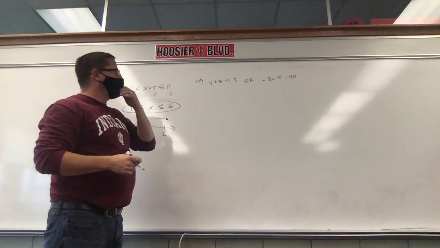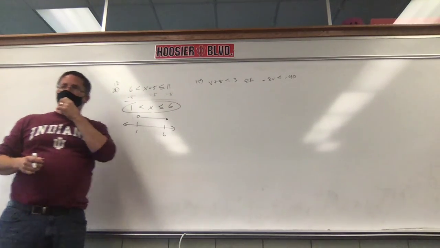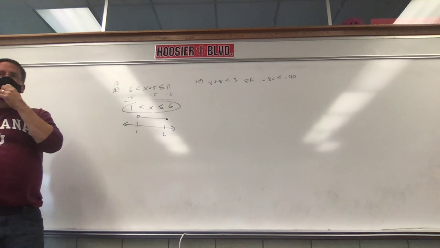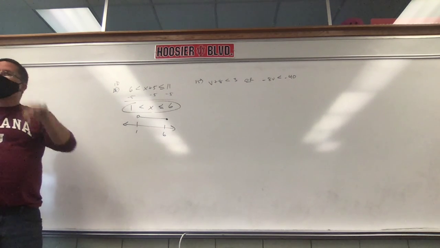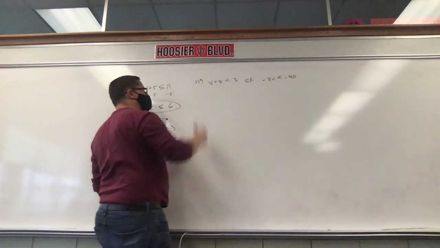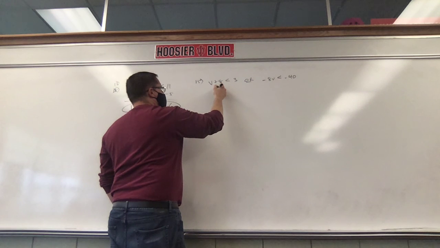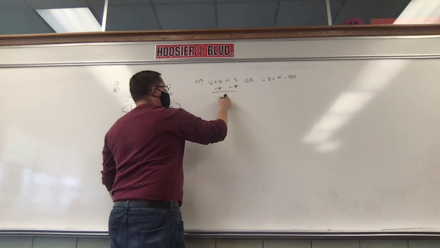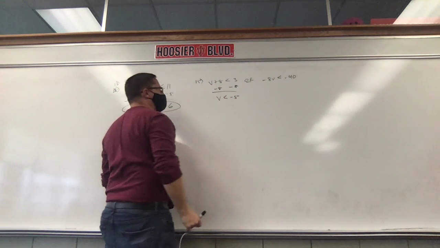On this one, we're not going to shade in between them. Or statements are really, really simple. You just graph both of them and then you're done. But we're not ready to graph them yet. What do we have to do on this one? We have to subtract 8. So v is less than 3 minus 8, which is negative 5.